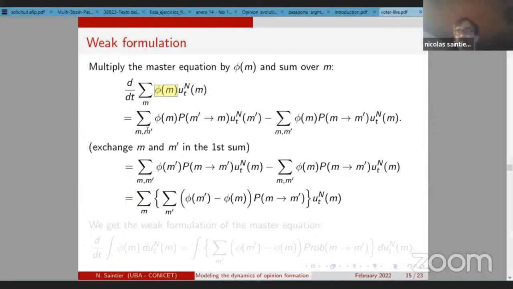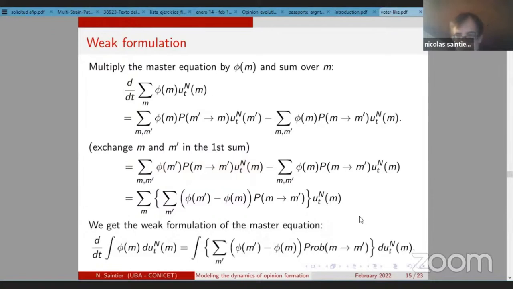Nothing complicated, just playing around with M and M prime. The only thing I do here is just change M and M prime, and then put the two sums together, right? So we got that. And this formulation is just the weak formulation of the master equation, but it will be most useful on Friday when we will adopt a kinetic point of view on the modeling of exchanges of opinion. It will be very useful there, okay?